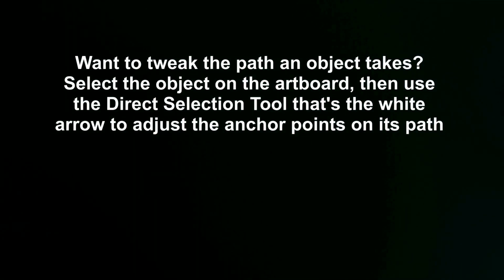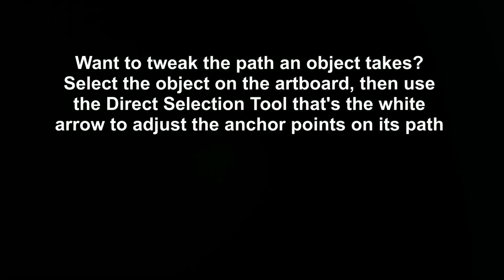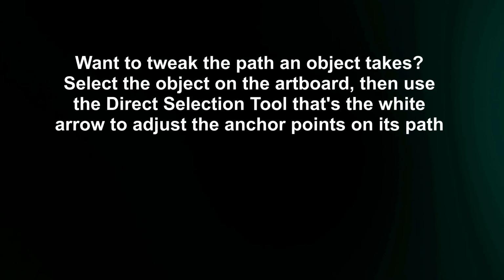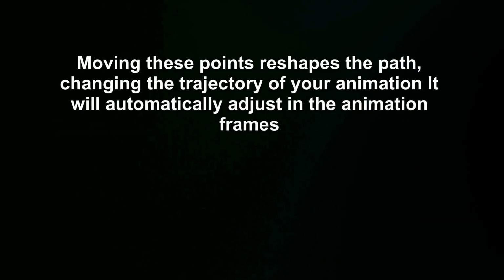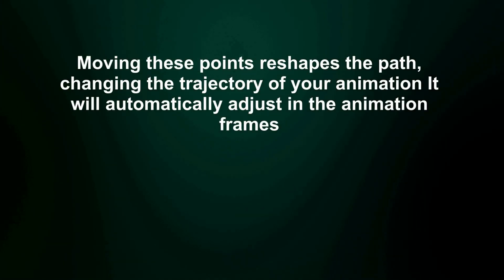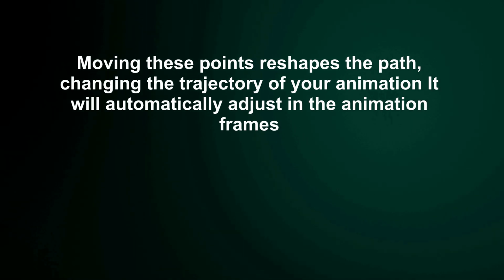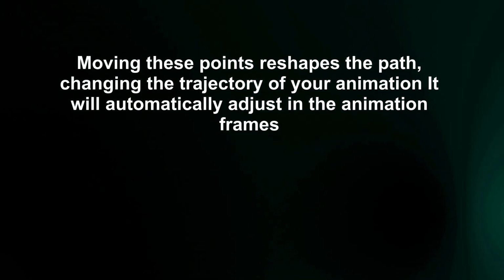Want to tweak the path an object takes? Select the object on the artboard. Then use the direct selection tool, that's the white arrow, to adjust the anchor points on its path. Moving these points reshapes the path, changing the trajectory of your animation. It will automatically adjust in the animation frames.